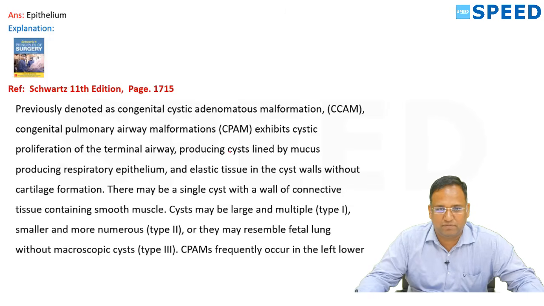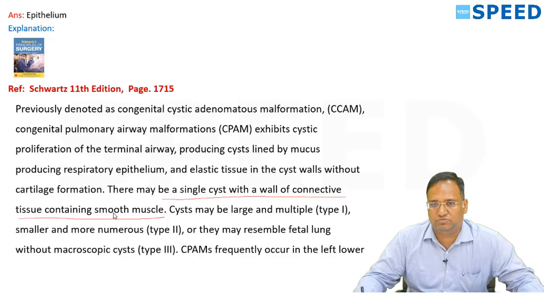So, proliferation of terminal airway producing cysts lined by mucus producing respiratory epithelium and elastic tissue in the cystic wall without cartilage formation. There may be a single cyst with a wall of connective tissue containing smooth muscle. Does this option match? Cyst may be large and multiple, type 1, small and numerous, type 2, may resemble a fetal lung without macroscopic cyst, type 3. Was any option like this? There may be a single cyst with a wall of connective tissue containing smooth muscle.